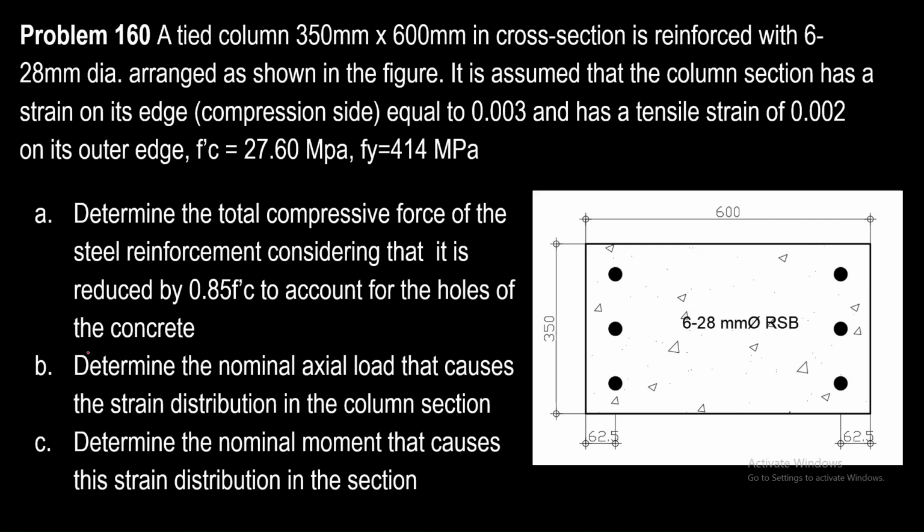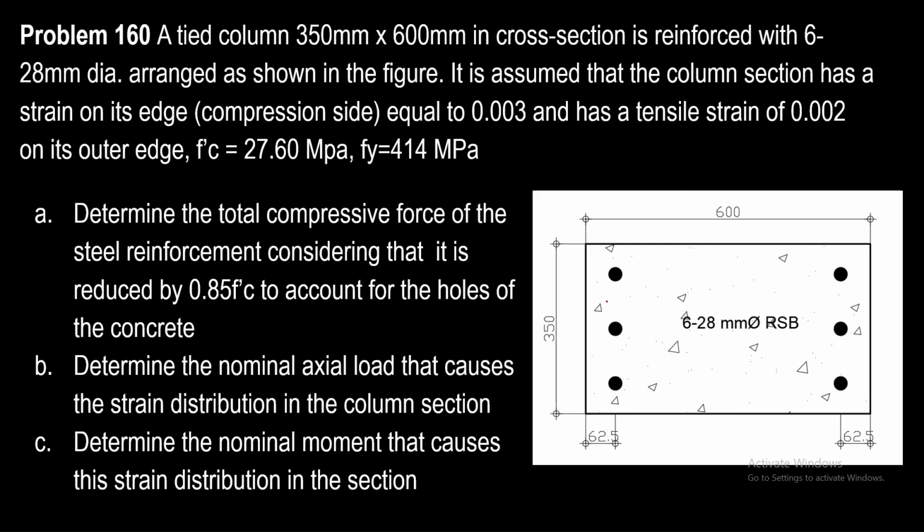to account for the holes of the concrete. So in order for us to consider the hole produced by the reinforcement, we have to reduce our strength to 0.85 of F prime C to consider the holes of the concrete. Letter B, determine the nominal axial load that causes the strain distribution in the column section. And letter C, determine the nominal moment that causes the strain distribution in the section.